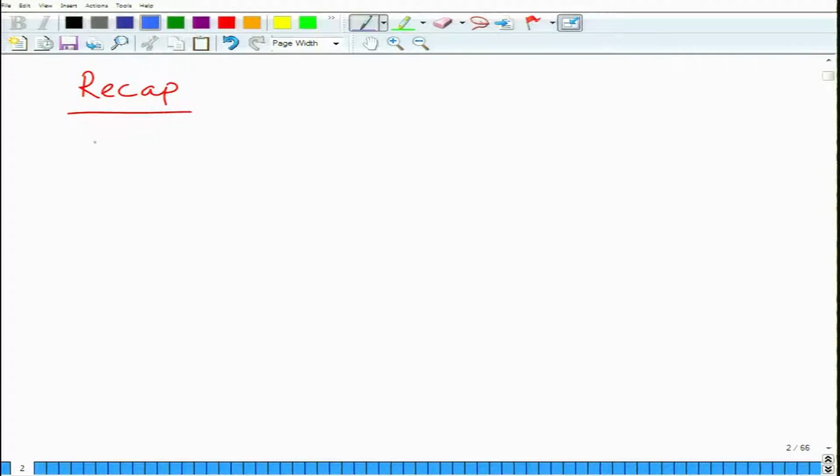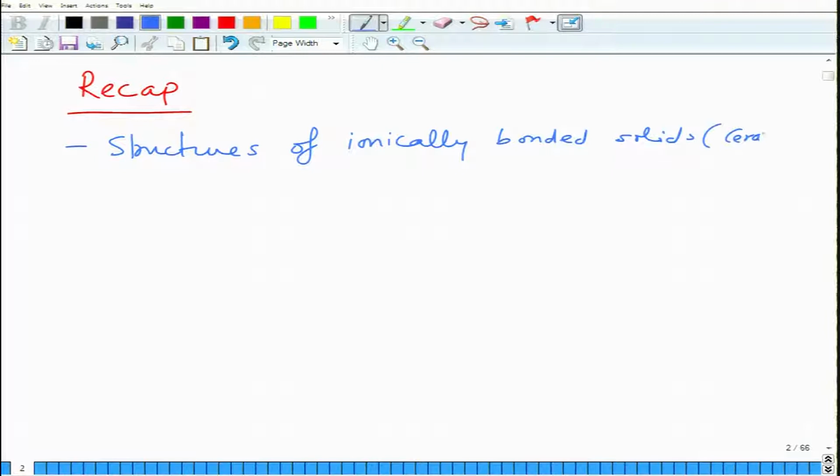In the previous few lectures, we discussed the structures of ionically bonded solids, which are also basically ceramics. Many of them turn out to be oxides, but there are other materials like carbides, fluorides, halides, and so on. We saw that these structures are based on assembling cations and anions, and by virtue of minimization of potential energy, they tend to make crystal structures in which cations and anions are arranged in an ordered fashion.